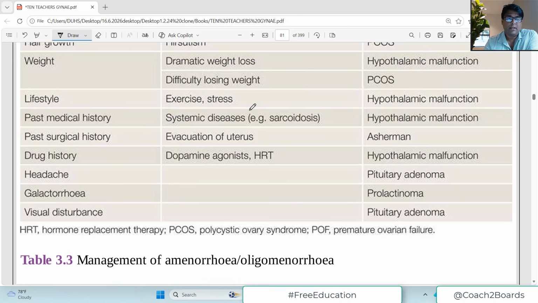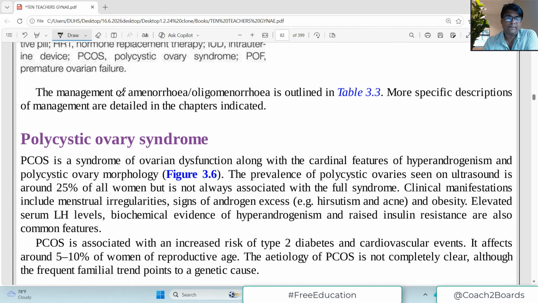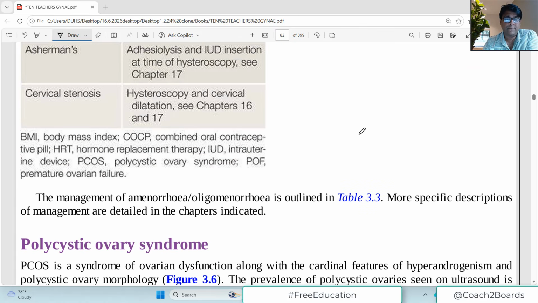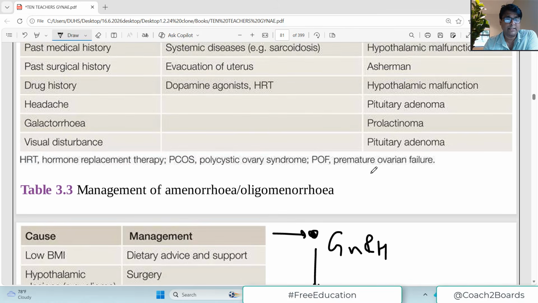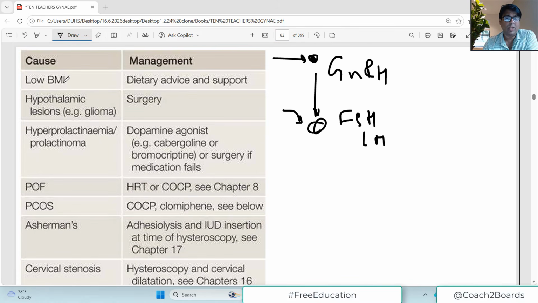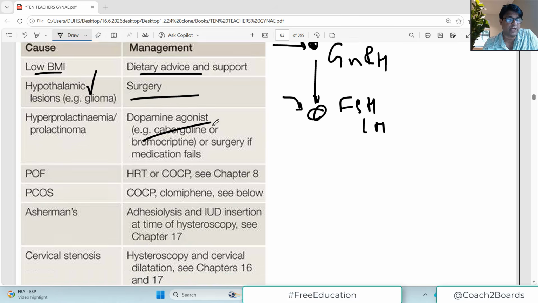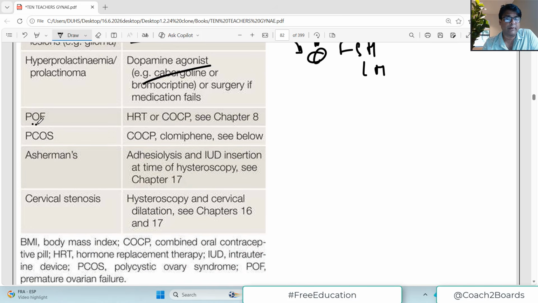Okay, right. So management, they have outlined this in table 3. So let's have a look. So you basically knock out the cause. If you are dealing with a person with low BMI, deal with the BMI. If there is hypothalamic problem and glioma, do the surgery. If there is pituitary tumor, do the surgery. If there is premature ovarian failure, you start appropriate therapy such as hormonal replacement therapy or combined oral contraceptives.